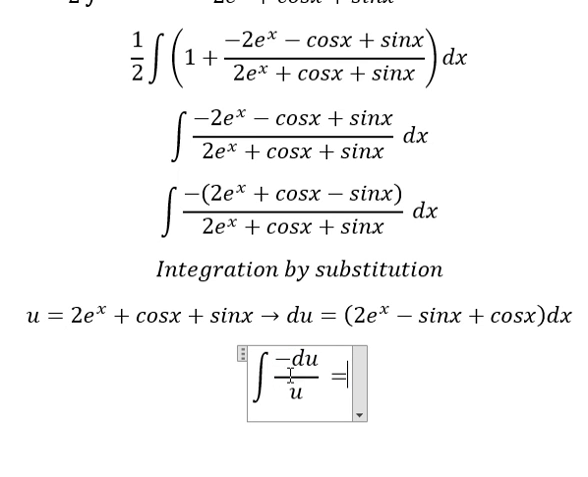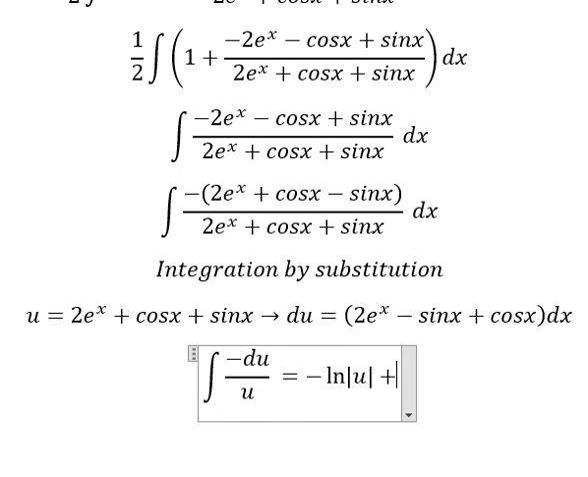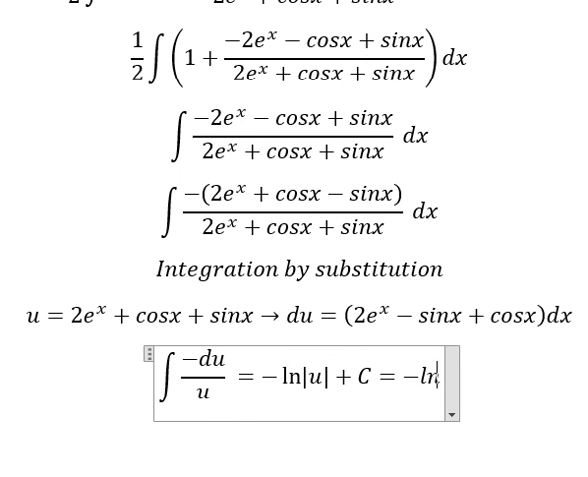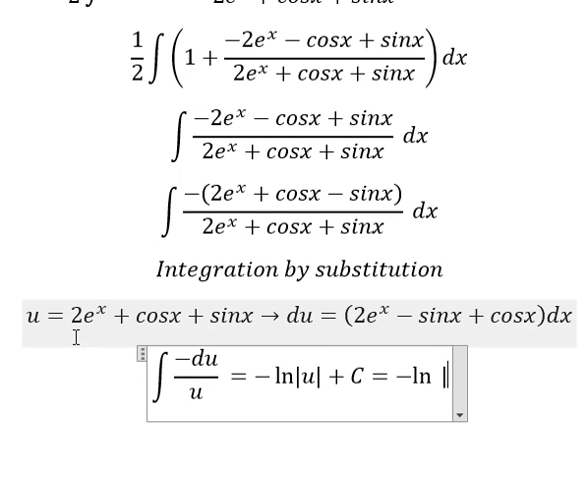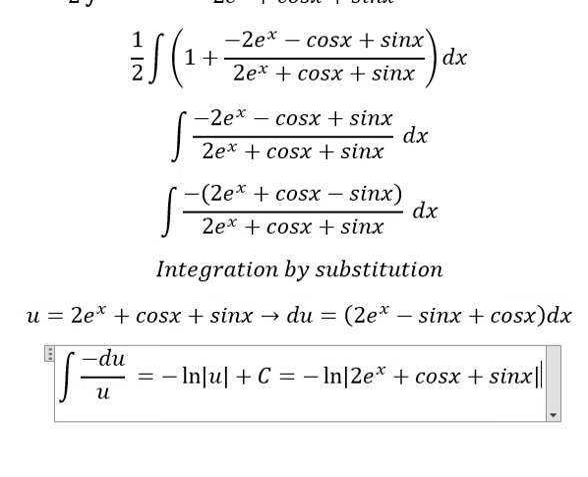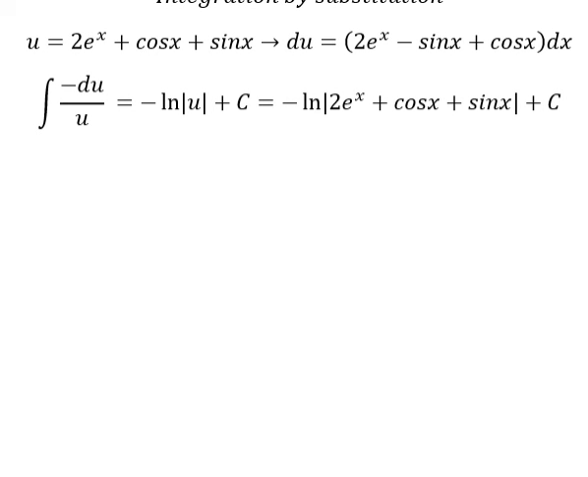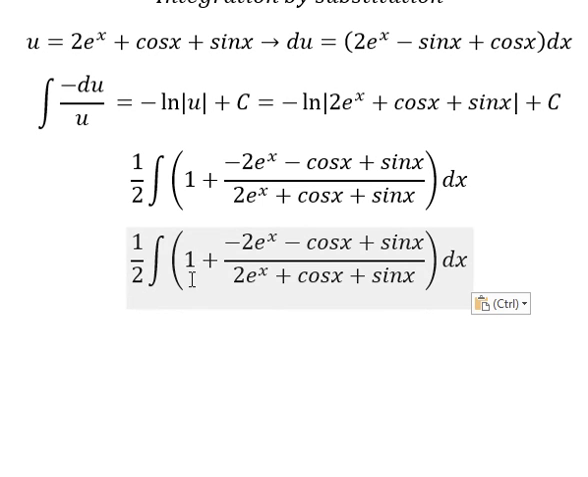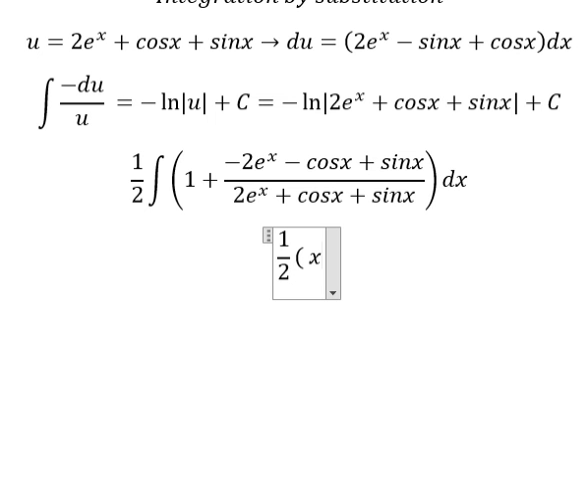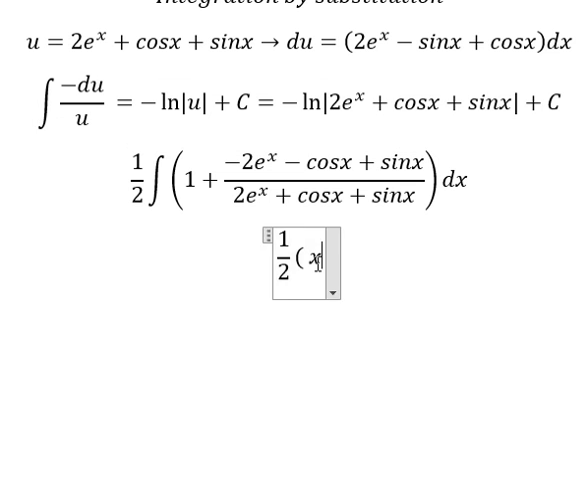So the integration of this one, we have negative ln of the absolute value of u, plus c. About u, that is this one. Now we need to go back in here. The integration of number 1, we have s. The integration of this one is this one.